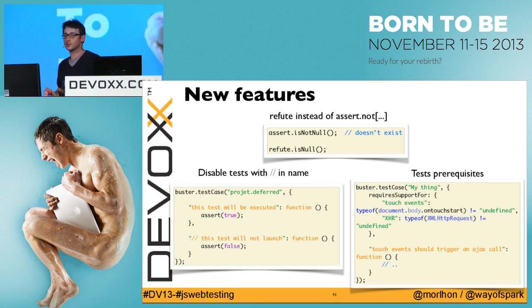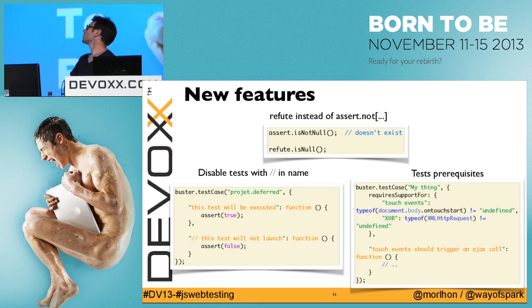There are some new features I don't think I ever saw in another test launcher. There is no assert is not something. Instead, it has a refute keyword, which does the same but in the opposite way. For example, there is no is not null. There will be a refute for is null.